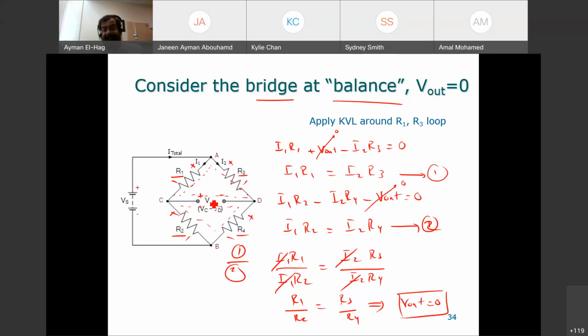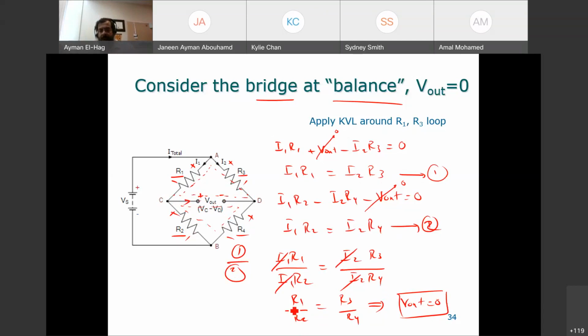Now, in your experiments, you will work on this. If I connect here between these 2 points, let's say an LED, a light emitting diode, like a bulb. Now, since V out is equal to 0, the current here will equal to 0. So your light bulb will not work because there is no current. Once you start to change the values of R1, R2, this condition is not valid anymore, then your V out will not be equal to 0, and there will be a current going there. So if the bridge is balanced, then there is no current here.